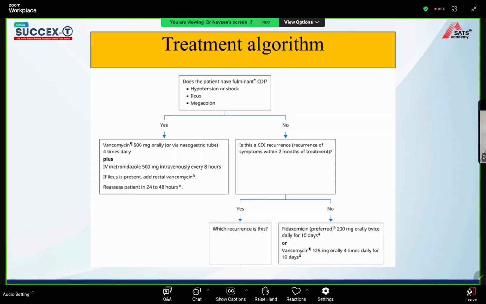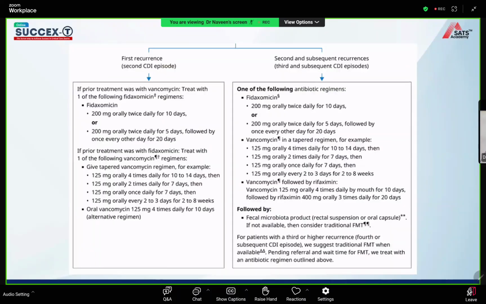The vancomycin dose will be 125 mg 4 times a day for 10 days, whereas fidaxomicin is 200 mg BD for 10 days. If it is recurrence, you have to see whether it's the first recurrence or the second or subsequent recurrence. Why? Because if it is the first recurrence, you have to see the prior antibiotic therapy, whether the patient has been exposed to vancomycin or fidaxomicin. If so, you should use the alternate agent. If it is vancomycin, use fidaxomicin for 10 days.